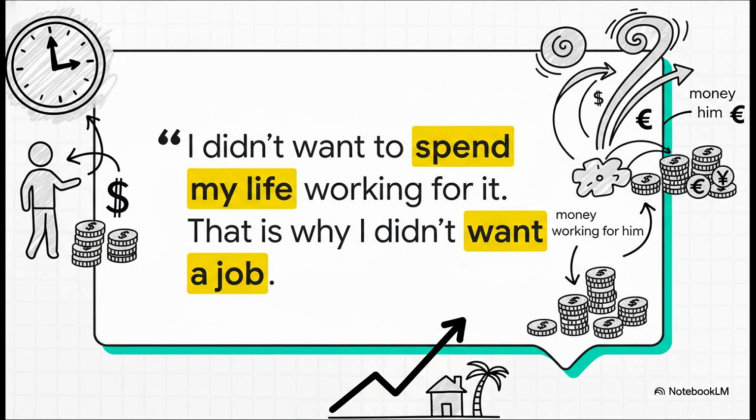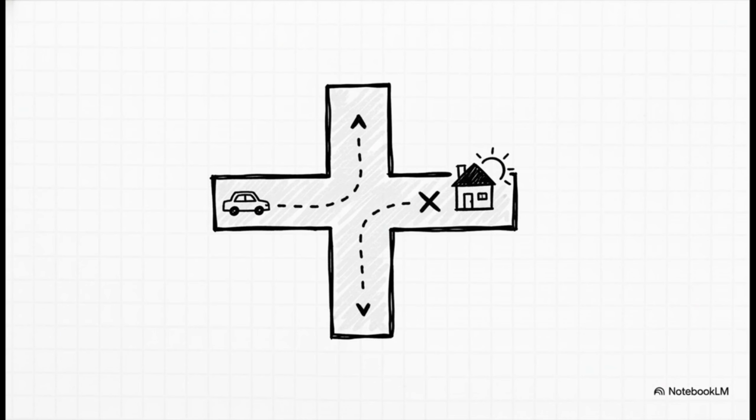And this quote just brings it all home. The reason Kiyosaki didn't want a job wasn't about being lazy. It was about refusing to spend his one life just trading his time for dollars. He wanted to break out of that trap. In the end, this whole framework wasn't just a clever theory for them. It was their literal map. It was the guide they used to move from the left side of the quadrant to the right, and from living in a car to living a life of true freedom.